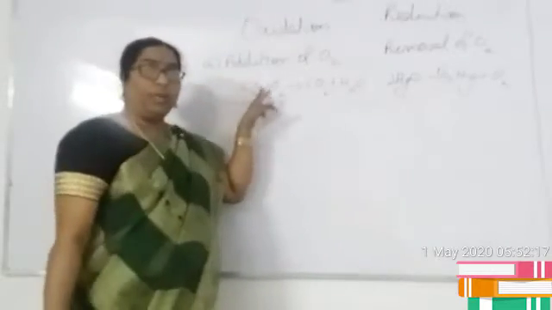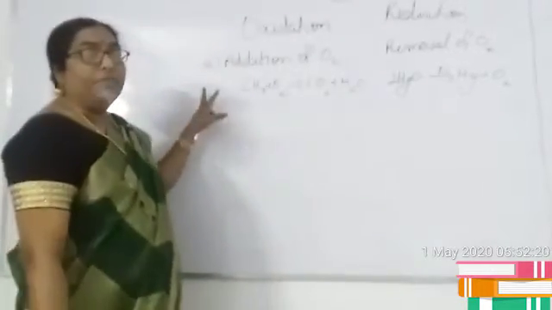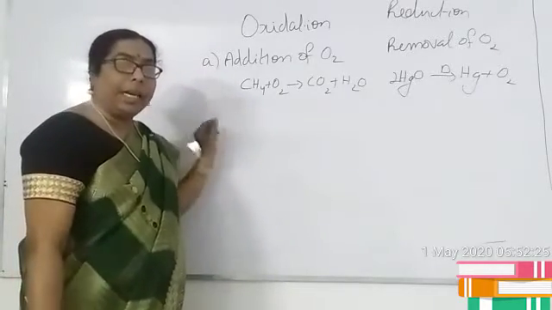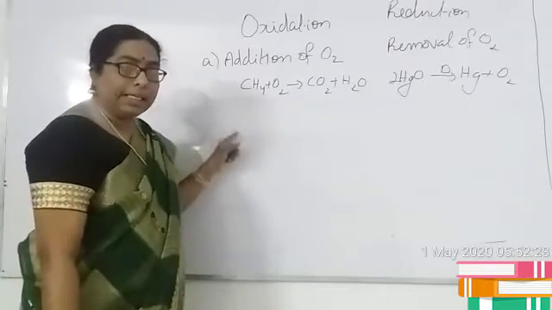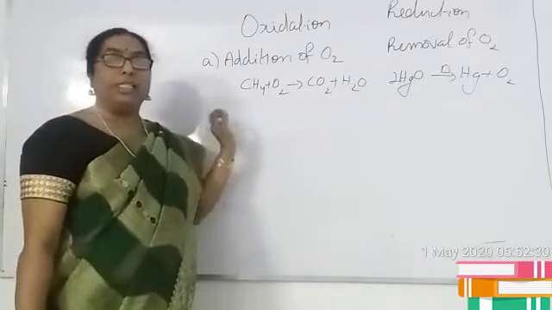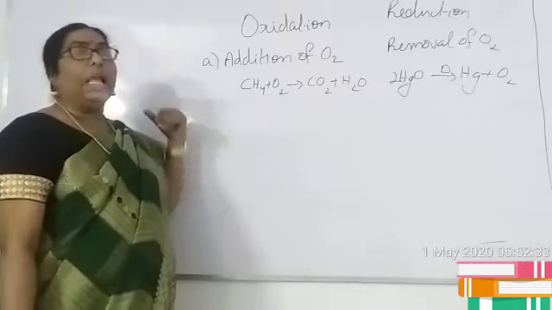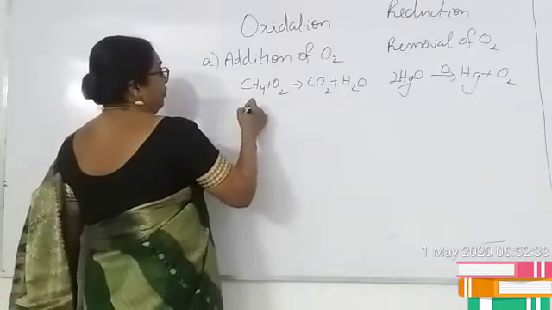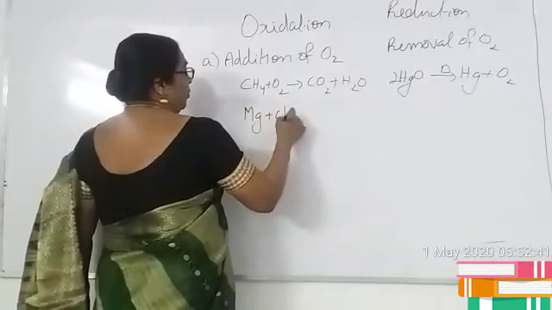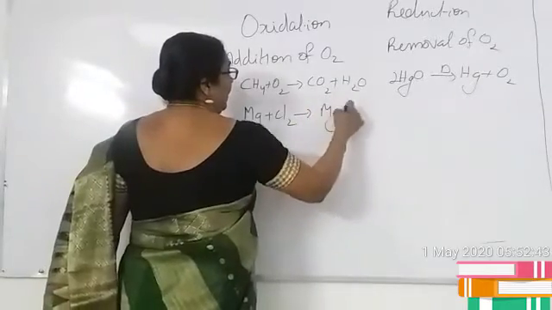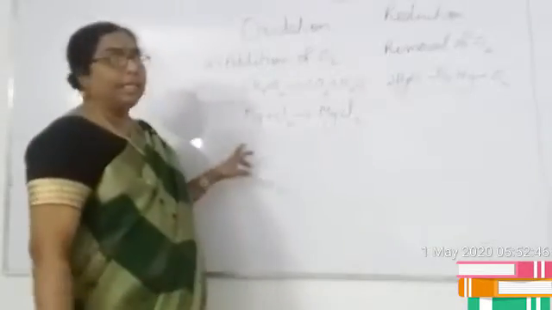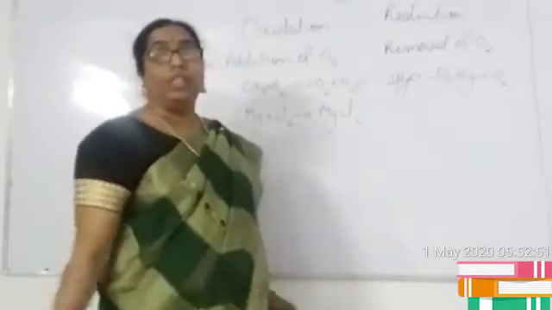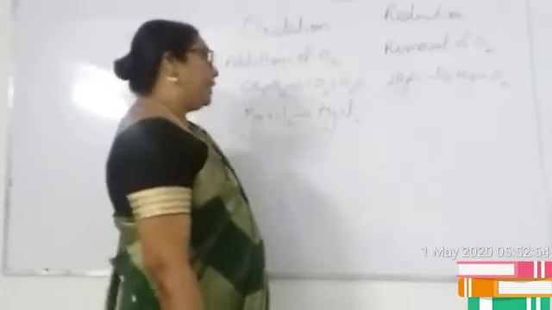Now it is not only the addition of oxygen; we can consider oxidation as a process which involves addition of electronegative radical. Is it clear? For example, magnesium combines with chlorine and produces magnesium chloride. This is also considered an oxidation process. On the other hand, we can consider reduction as a process which involves removal of electronegative elements.